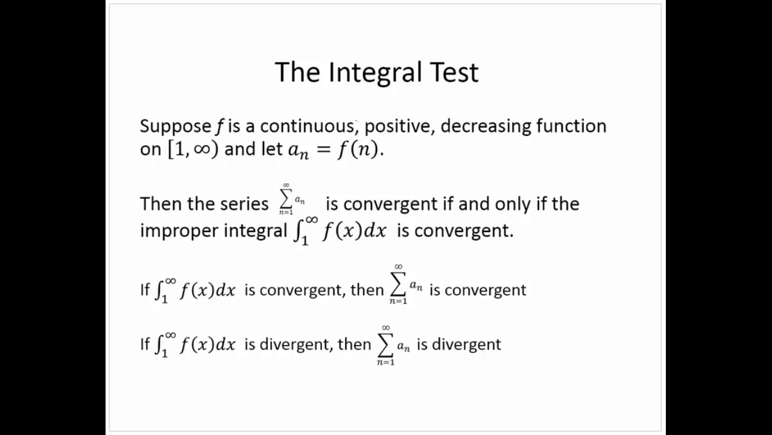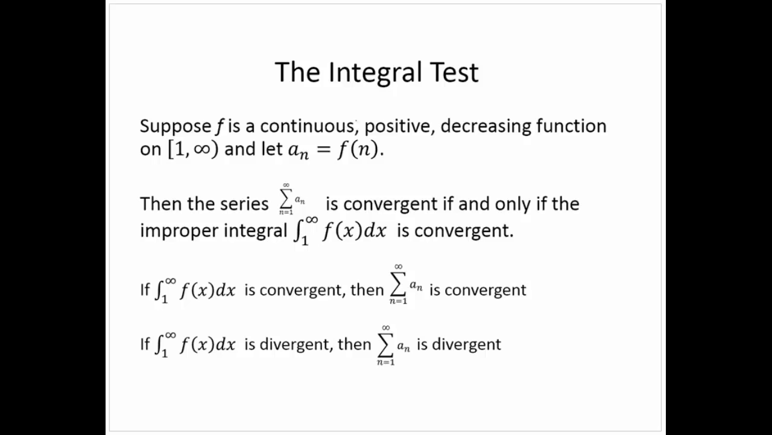Suppose f is a continuous, positive, decreasing function on 1 to infinity, and let a sub n be equal to the function evaluated at n. Then the series from n equals 1 to infinity of a sub n is convergent if and only if the improper integral from 1 to infinity of f of x dx is convergent.